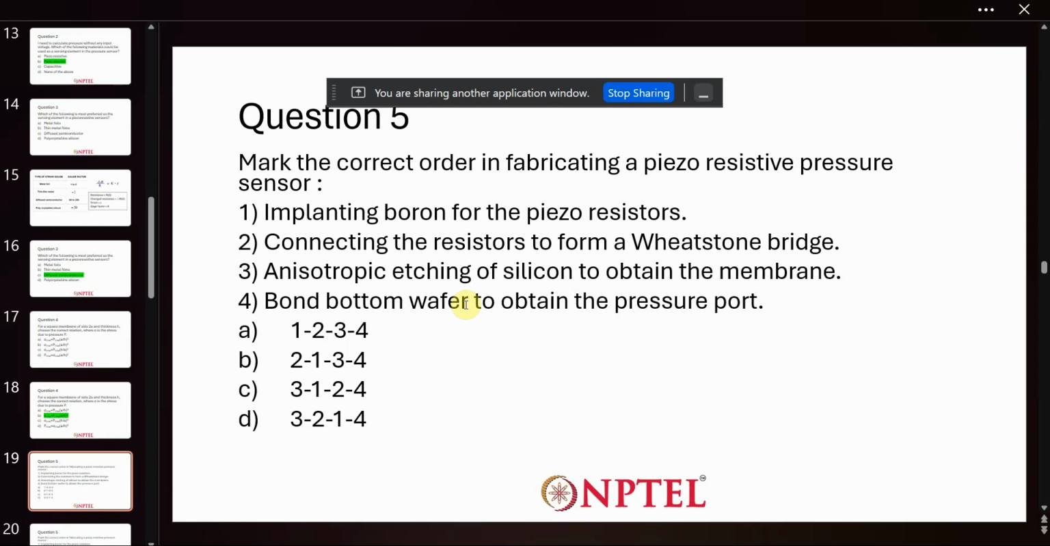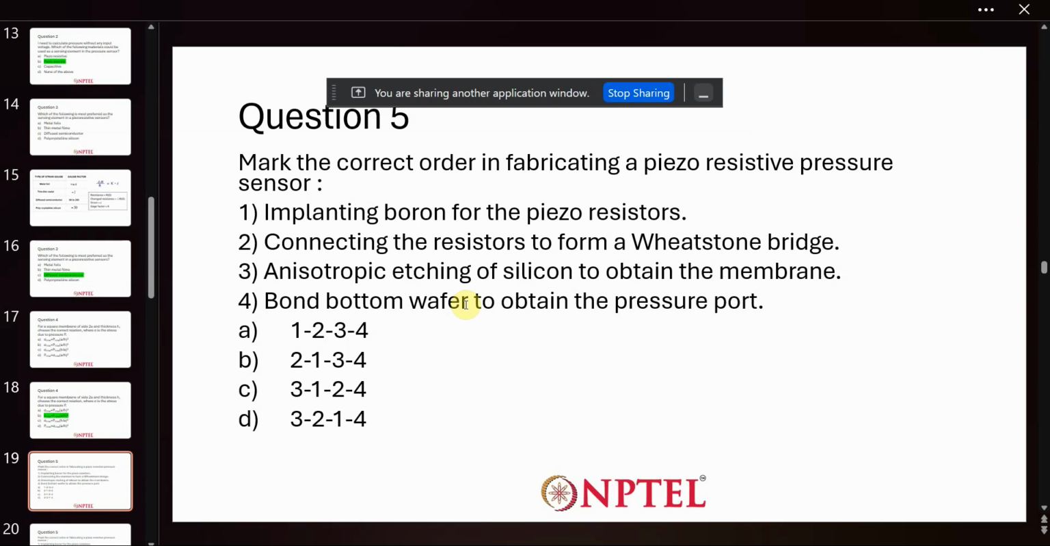So basically our first aim is to get the membrane. So the first step will always be anisotropic etching. After the membrane has been made, the second step will be getting the sensing element. To get the sensing element, what we do is basically implant boron on the piezoresistors. So those are the first and the second step.